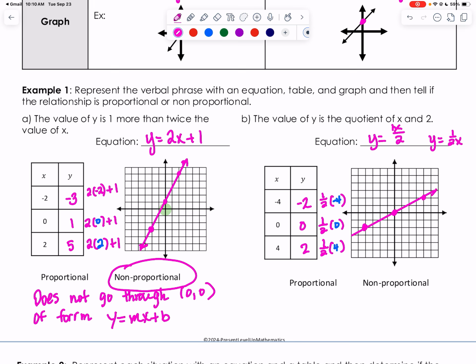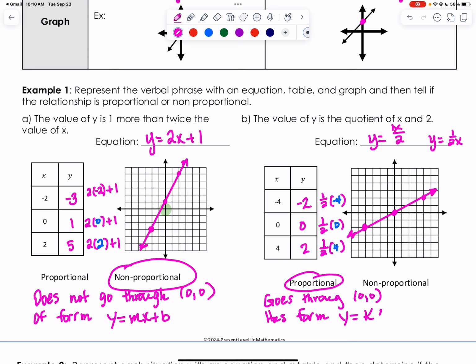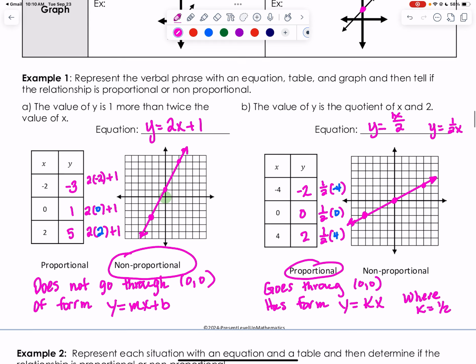And remember, a linear relationship that goes through 0, 0 is proportional. Okay, why is it proportional? It goes through 0, 0, has the form y equals kx, where k is equal to 1/2. Okay.